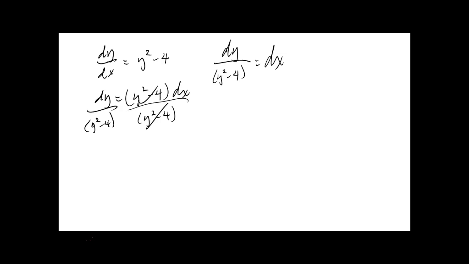And what I like to do first is write it in differential form. So pull the dx over there. Now we've got y's here, x is here. Divide both sides by this expression in y. Okay? y squared minus 4 on both sides. And now we've got a separated, so separable, differential equation. At this point, we integrate both sides.